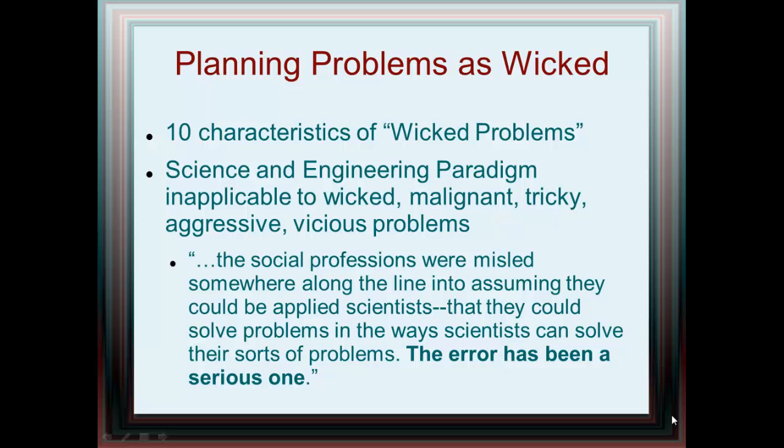But the key that they're saying is the social professions, this is a direct quote, were misled somewhere along the line into assuming they could be applied scientists, that they could solve problems in ways scientists can solve their sorts of problems. And this error has been a serious one. So think about that, what that really means.